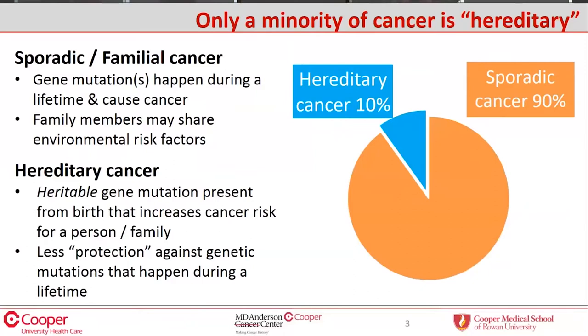We might see more cancer in a family than we expect based on chance, and that could just be due to the fact that family members may share a lot of common risk factors, the kind of work that they do or the kinds of things that they're exposed to. But hereditary cancer is a little bit different. It's the idea that we inherit a particular gene mutation that is present from birth, it's present in all the cells of our body, and its presence increases the risk for cancer for that person and that family.